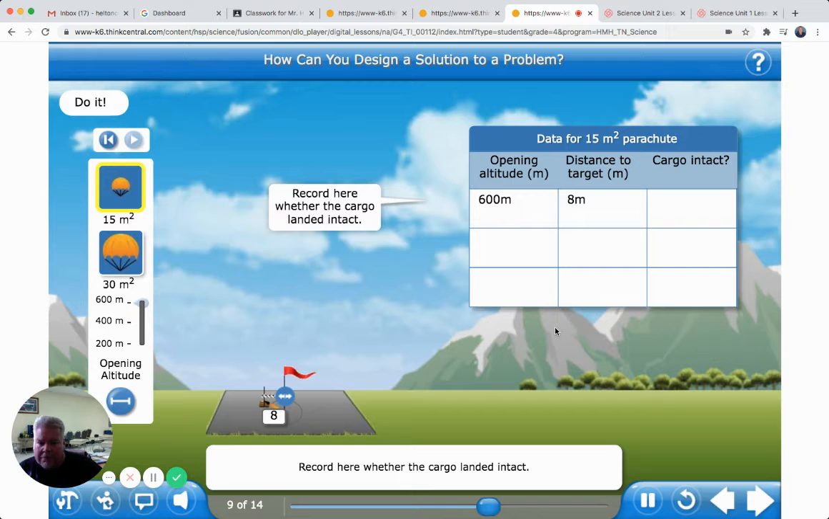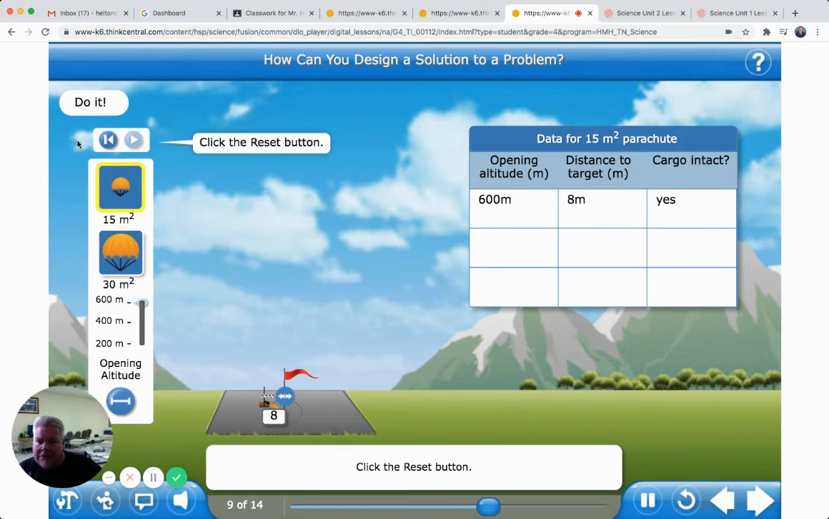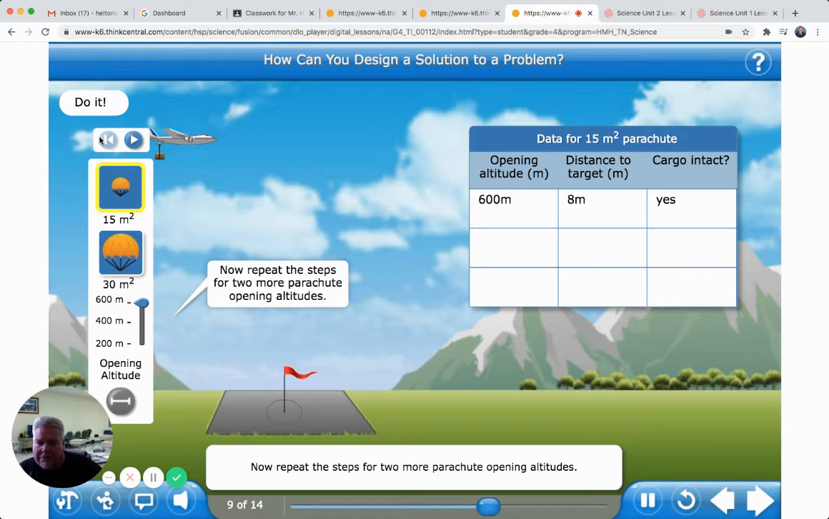Record here whether the cargo landed intact. Enter yes or no for each entry in the table. Did it land intact? I can't tell. Did it bust? I'm going to say yes. I can't tell. I hope it's intact. Click the reset button. Okay. Now, repeat the steps for 2 more parachute opening altitudes.